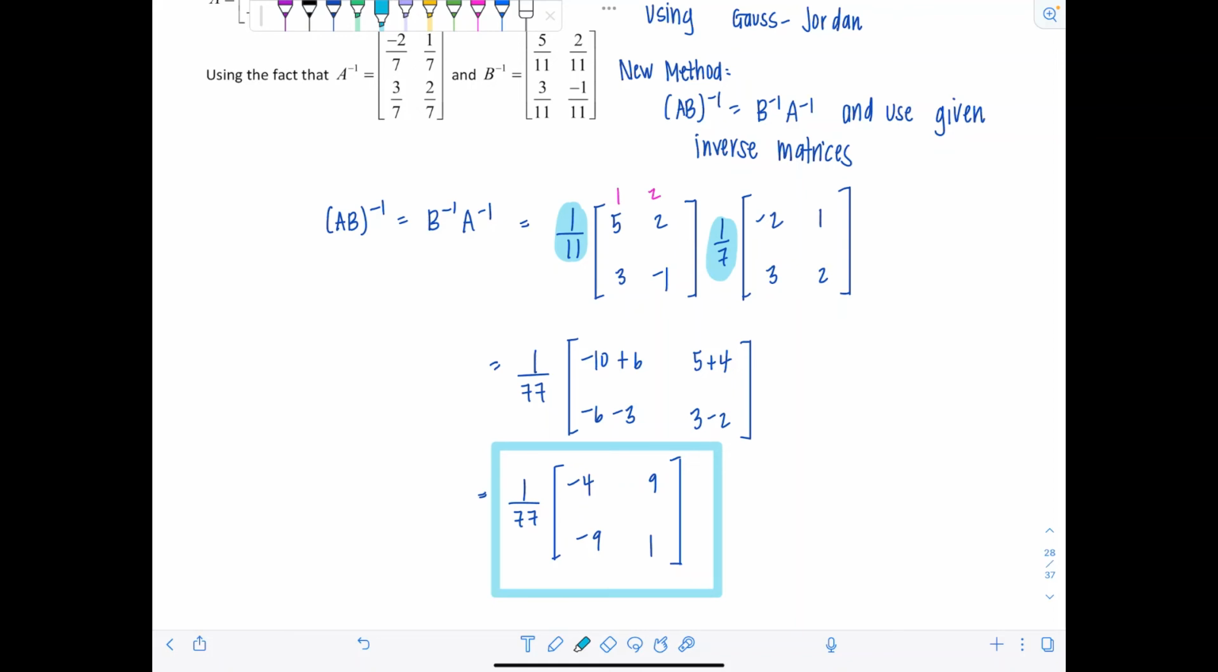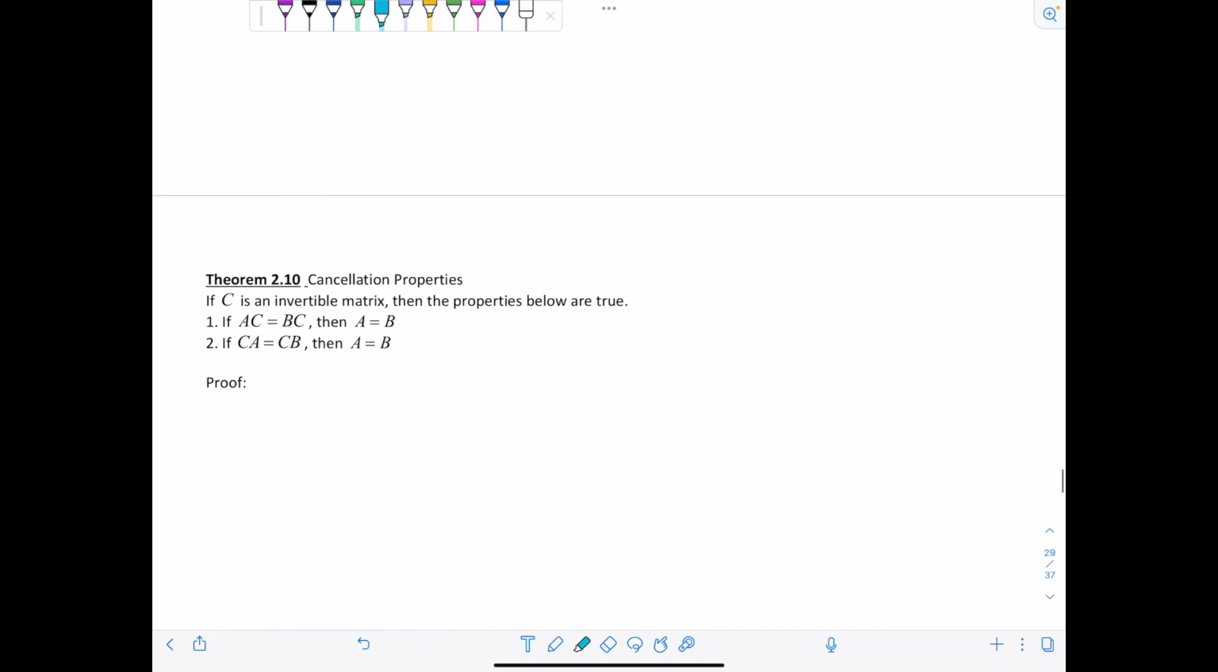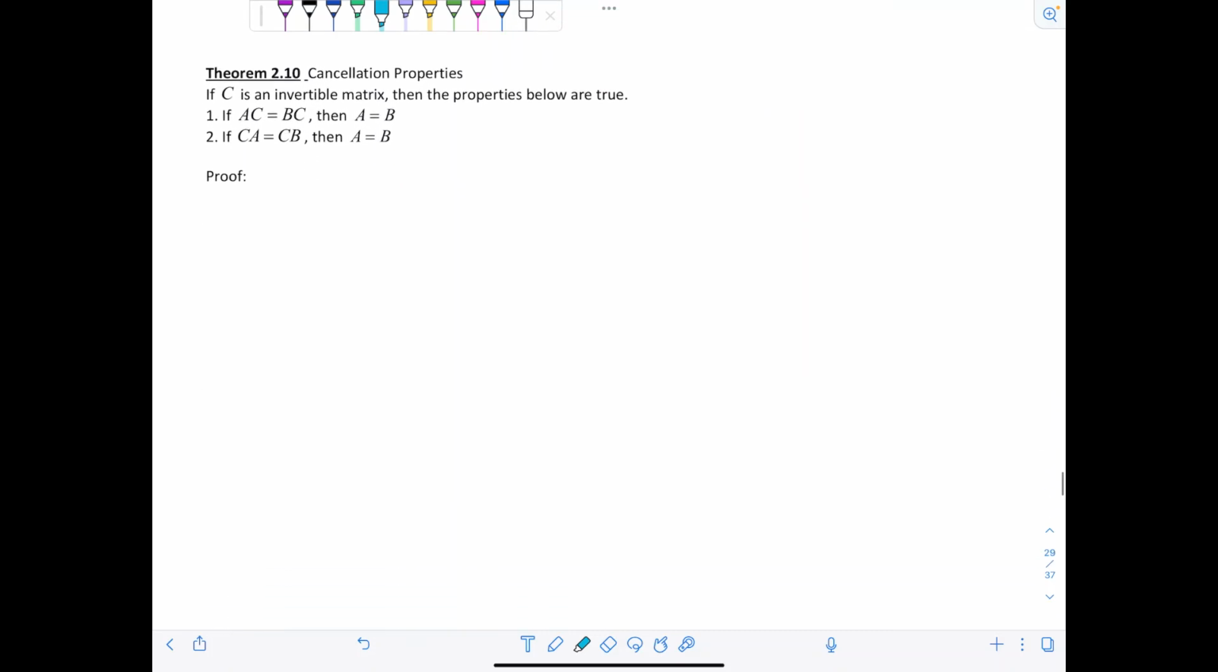So Theorem 2.10, cancellation properties. If C is an invertible matrix, then the properties below are true. Property 1: if AC is equal to BC, then A is equal to B. And property 2: if CA equals CB, then matrix A equals matrix B. Okay, so to prove this, let's see what they told me. Not much. They just said C is an invertible matrix.